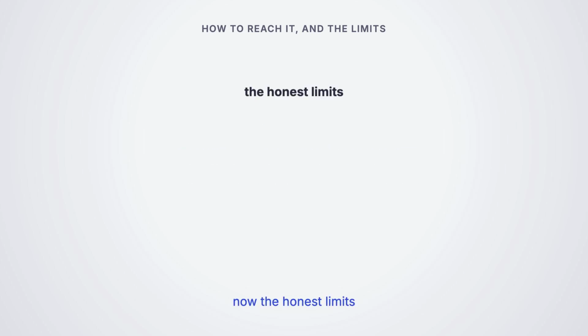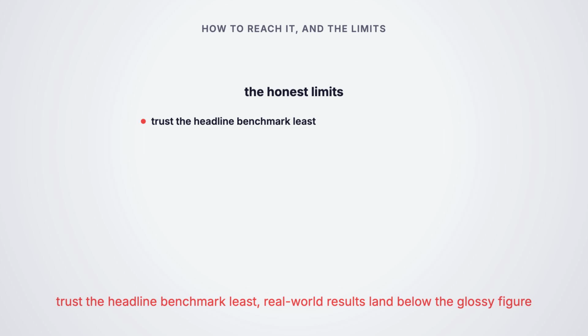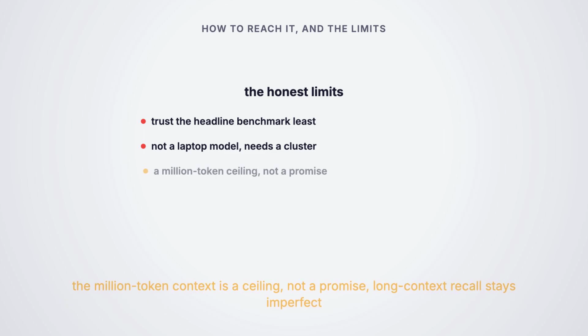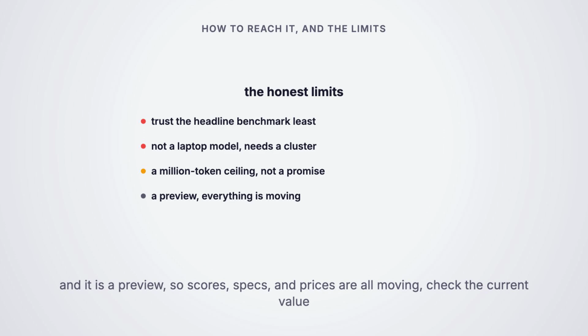Now the honest limits. Trust the headline benchmark least, since real-world results land below the glossy self-reported figure. At its best, this is not a laptop model, because the top version needs a multi-machine cluster, so open weights does not mean it runs anywhere. The million-token context is a ceiling, not a promise, since supporting 1 million tokens is not the same as flawlessly reasoning over 1 million, and long-context recall remains imperfect across all models. And it is a preview, so scores, specs, and prices are all moving. State everything as "around this" and check the current value.